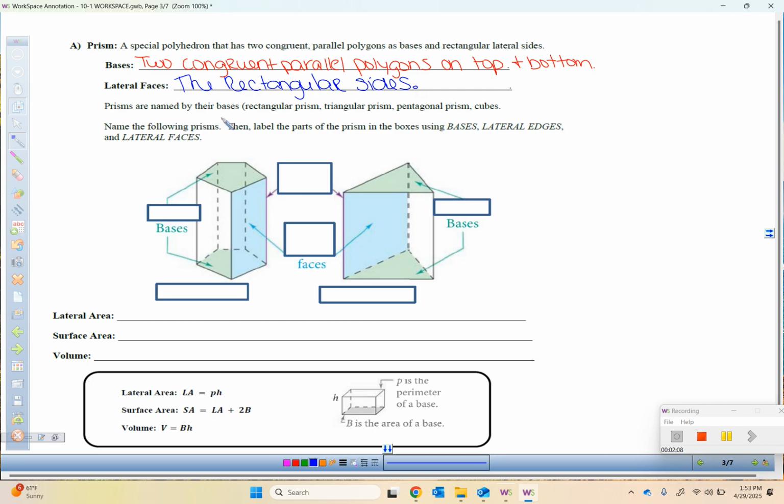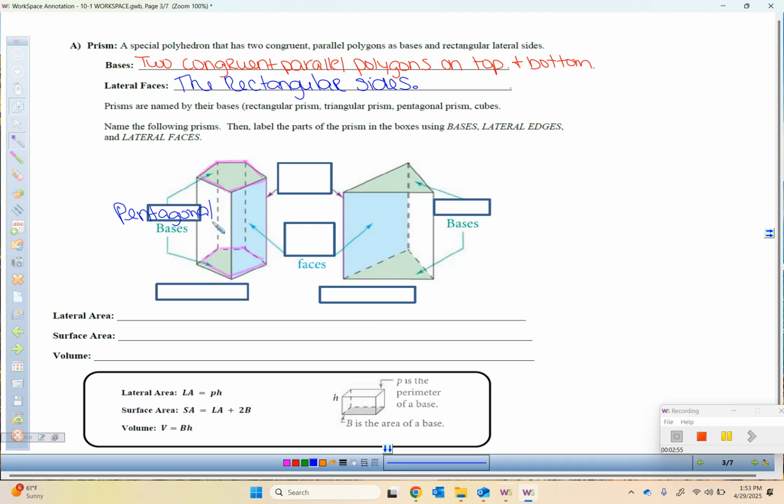It says prisms are named by their bases. So if this is a triangle, it's going to be a triangular prism. If my base is a pentagon, it's going to be a pentagonal prism. Okay, so we're going to name these down here, and we're going to focus on our bases first. So I have a base here. And how many sides is this base? 5. And the base down here is also 5. They're the same. And I have a top and a bottom. So this is going to be pentagonal bases.